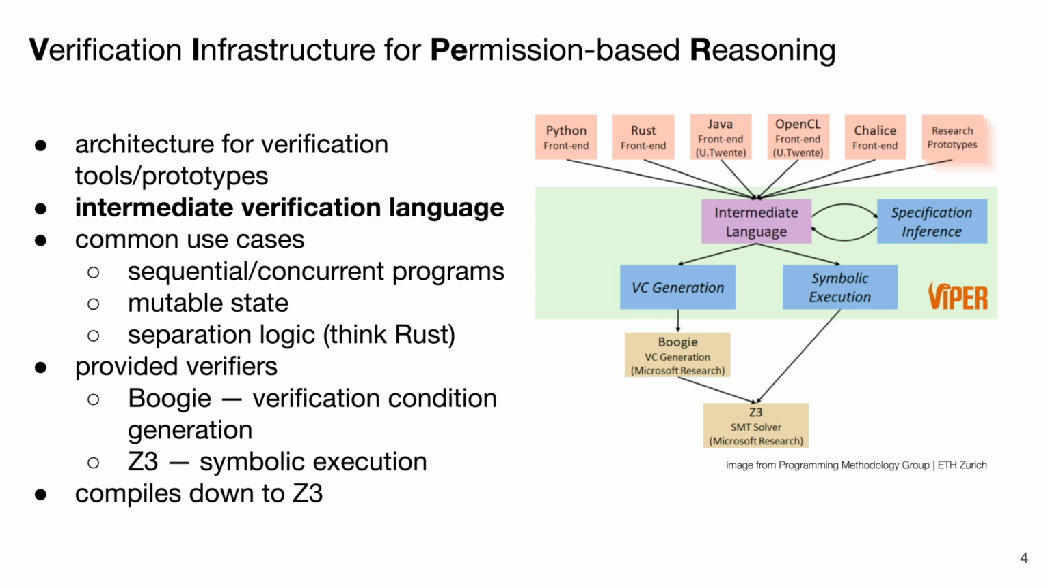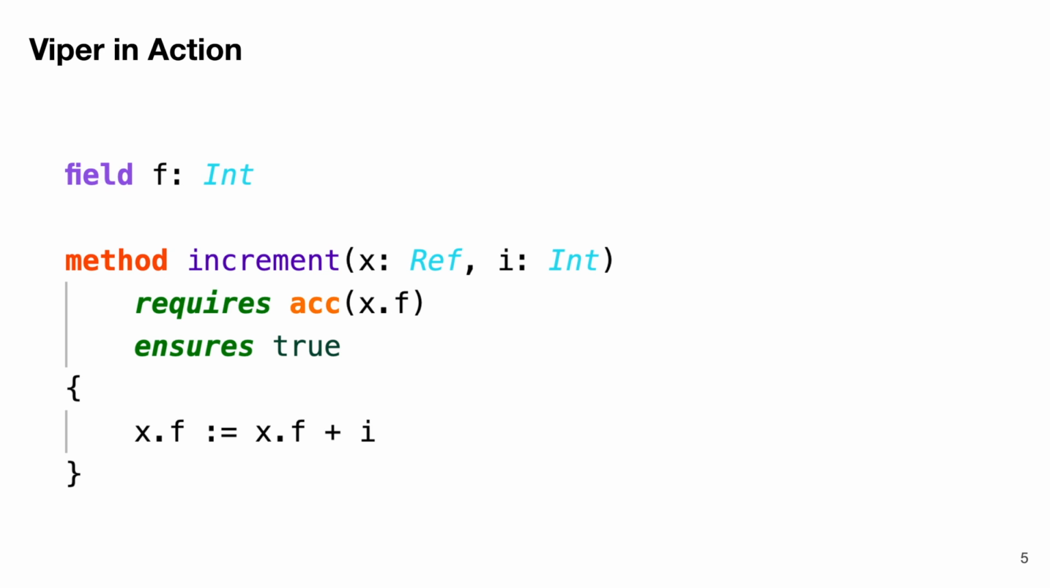So let's talk about Viper. Viper is an architecture for verification tools and prototypes, but it's also its own verification language. That's where most of our work will be in. Some common uses of Viper are to verify sequential and concurrent programs and mutable state. It basically acts as a mid-layer between a high-level front-end in a common programming language and a low-level back-end in Z3.